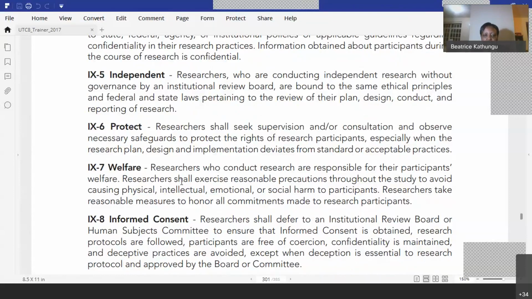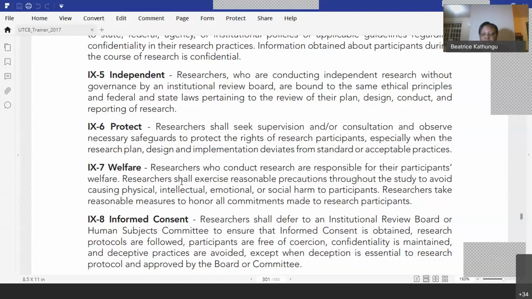Number 7 is about welfare. Sometimes you will need to think about participants' welfare when you carry out your research, and you're being challenged that we need to exercise reasonable precaution throughout the study to avoid causing any harm. That harm can be physical, intellectual, emotional, and social harm.